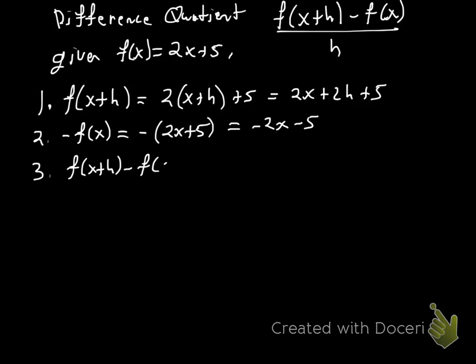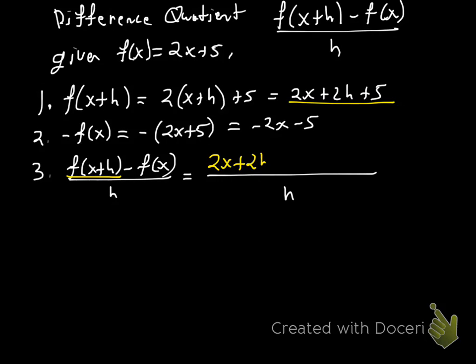F of x plus h minus f of x all over h, and we'll go ahead and replace. F of x plus h was 2x plus 2h plus 5, and the minus f of x, we found that was negative 2x minus 5. The nice thing about this is we're going to be able to say so long to some folks, because we got 2x and negative 2x, those are going to cancel out. 5 and negative 5 are going to cancel out, so you're just left with 2h over h, and h divided by h is 1, so we're just left with 2.